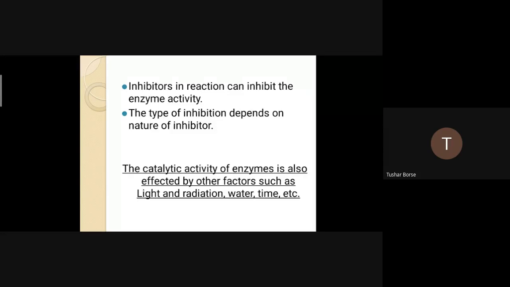Radiation and light: some enzymes are sensitive to light, while some require light for their activity. For example, the photolyase enzyme, which is involved in photoreactivation DNA repair. Under the influence of harmful radiation like X-rays or gamma rays, the enzyme activity is decreased. These radiations form peroxides, which cause oxidative stress. Thus, radiation and light affect the enzyme activity.